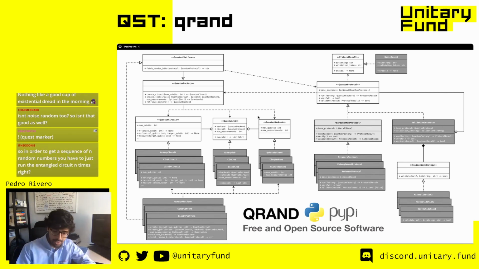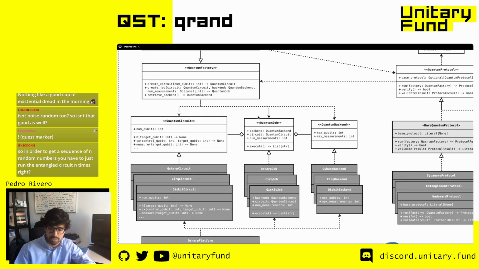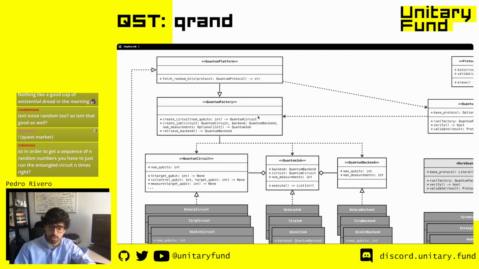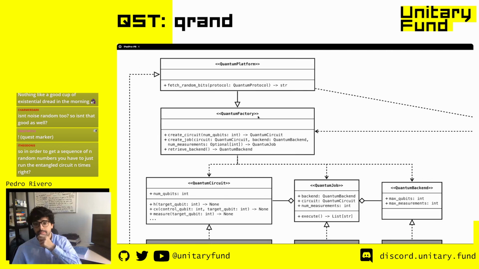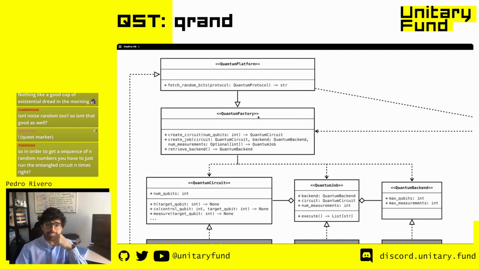Yeah, I can actually zoom in. Oh, sweet. Sorry for the username. So in order to get a sequence of n random numbers, you just have to run the entangled circuit n times, right?